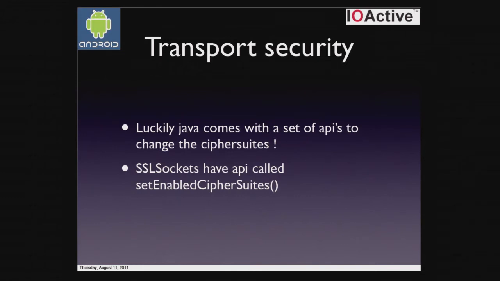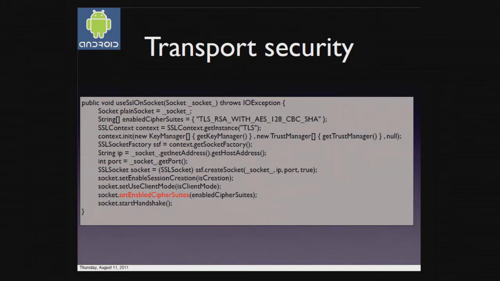It's slightly better because you can actually fix things in Android. Java comes with a bunch of APIs which allow you to change the cipher suites. If you use the setEnabledCipherSuites API, it kind of looks like this. So you have to make your own sockets and go a little bit more low level. But you can actually change the cipher suites that you want to use. In this case, for example, the only cipher suite I've supported is TLS_RSA_WITH_AES_128. This one would be a lot more secure than the previous ones.